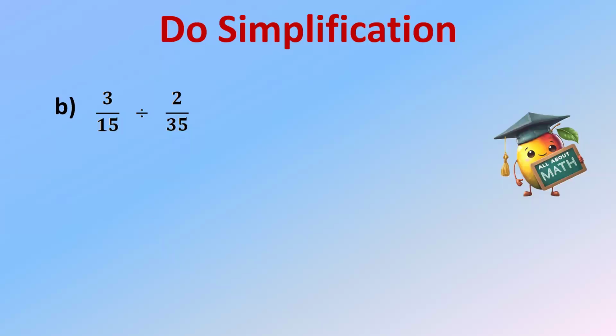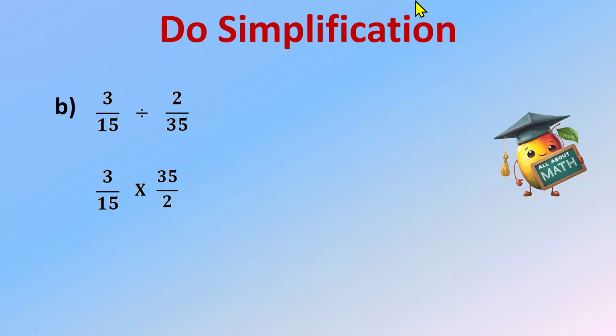So 3 by 15 you will be keeping as it is. Next, divide will change into multiply, and 2 by 35 we will write as 35 by 2. Flip it. Multiply 35 by 2. So we got the multiplication form. Every time we convert division into multiplication form, we take the reciprocal of the second fraction only, not the first one.